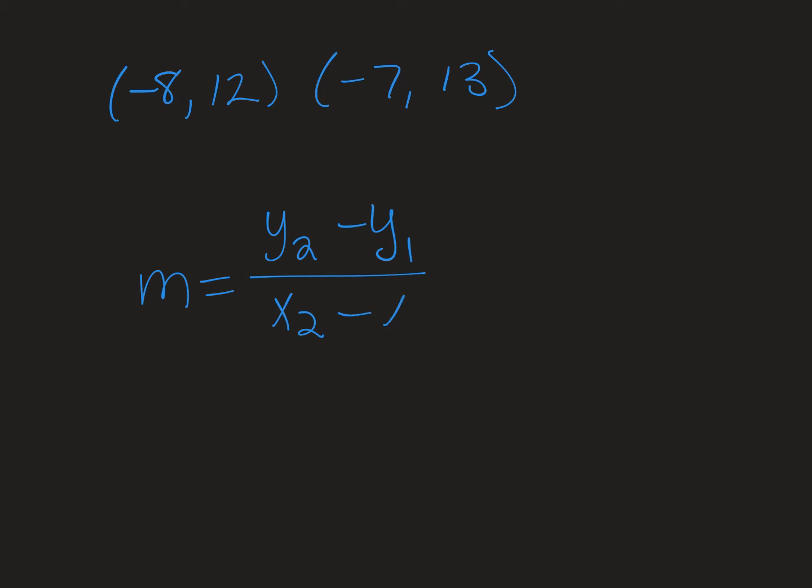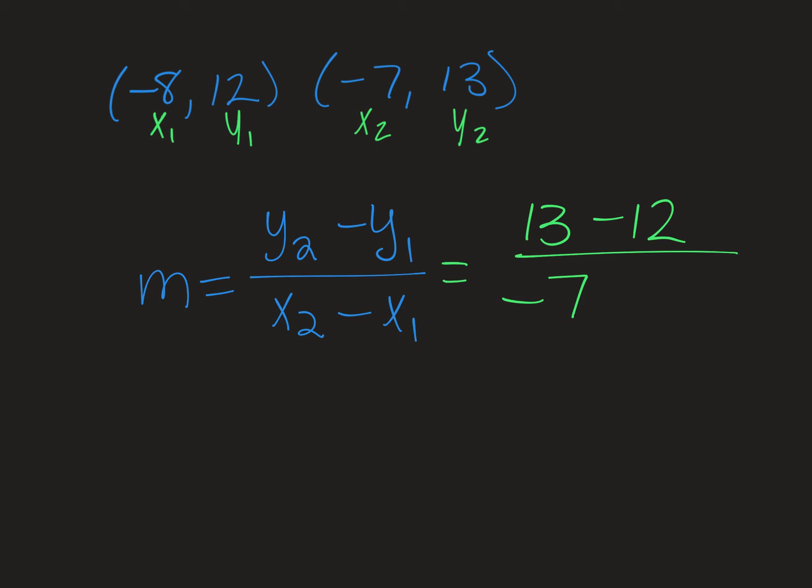Next is number 10. For this one, we're finding slope. So y2 minus y1 over x2 minus x1. So y2 is 13, y1 is 12, and then x2 is negative 7 minus x1, which is negative 8.